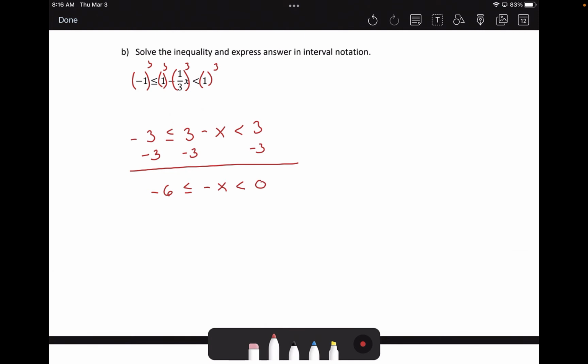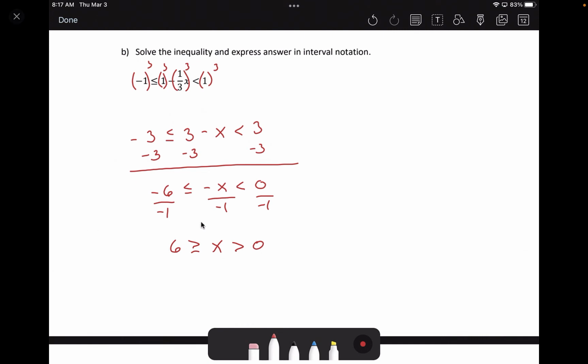Now to get x by itself, we need to divide by negative 1. And again, if you do it in the middle, we need to do it on the left and the right side as well. 6 is greater than or equal to x, which is greater than 0. Remember, if you divide or multiply by a negative, we need to change the direction of the inequality symbols.